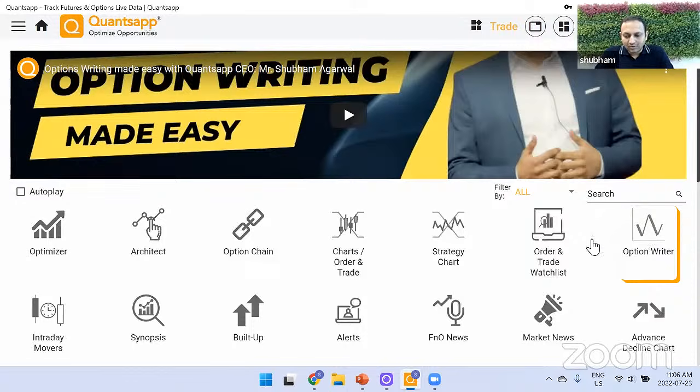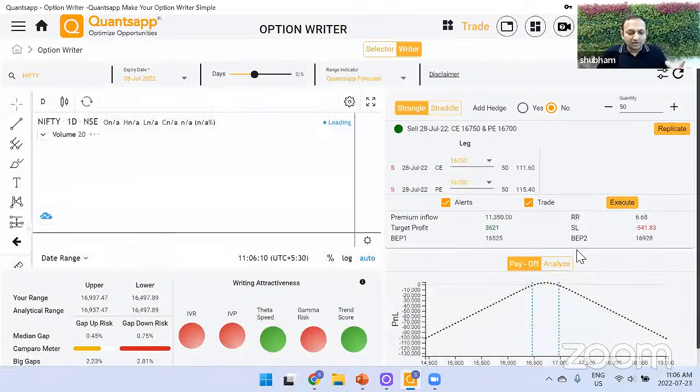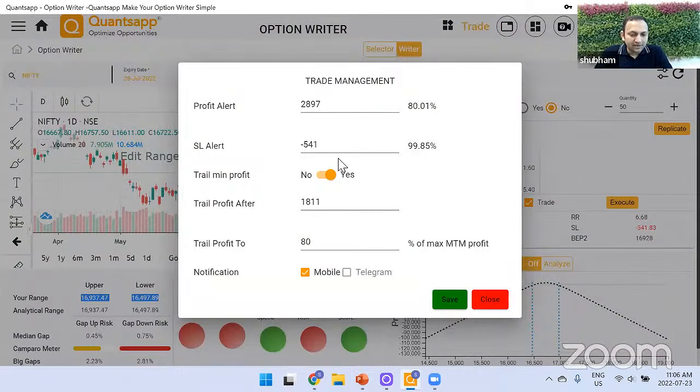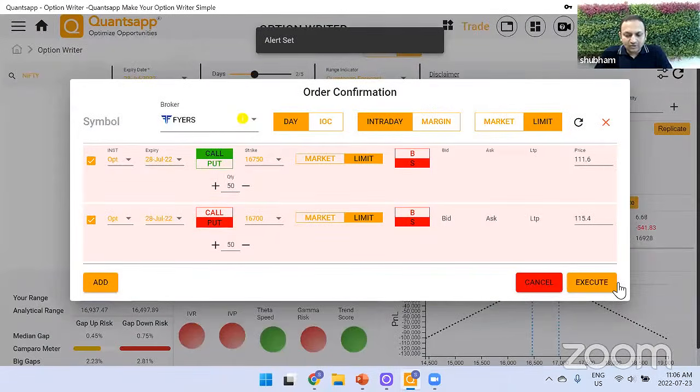So let's say I just go and click on option writer, then everything is automated. It automatically tells you the range that you should be selling. So this is the range, 16,937 to 16,497, that you should be selling. And this is precisely the strategy, 16,750 and 16,700, that you should be selling. Just directly hit execute. It will open all the pre-filled alerts for you. If you want, you can certainly change it. But if I save it, then all the alerts are set. I can just go and execute.